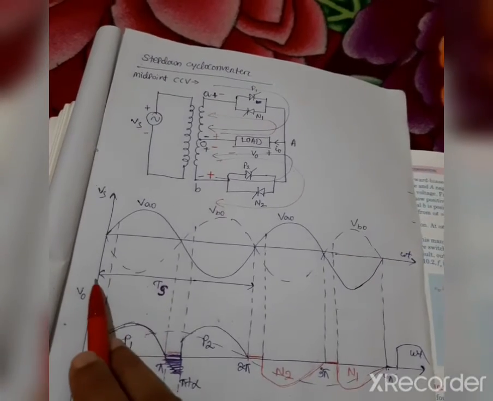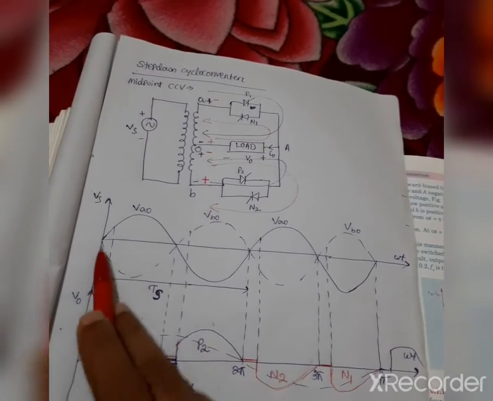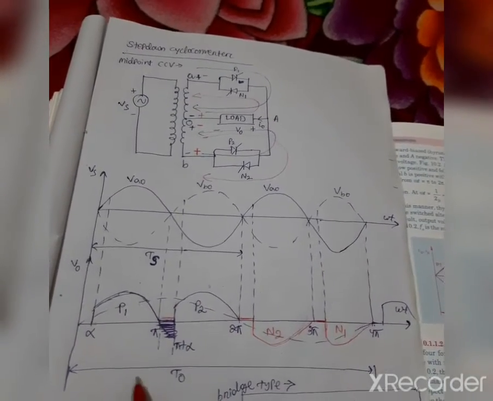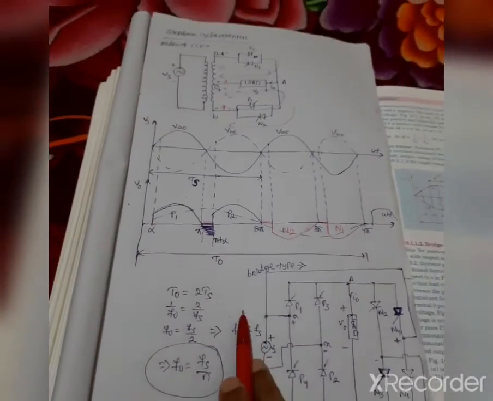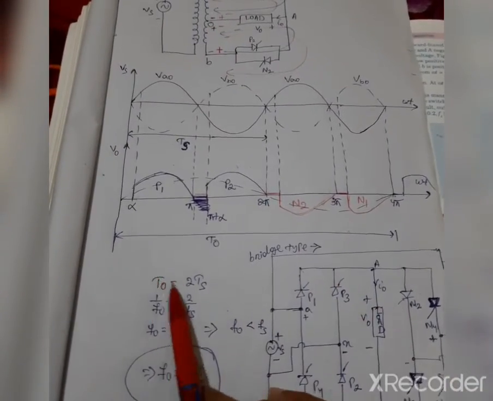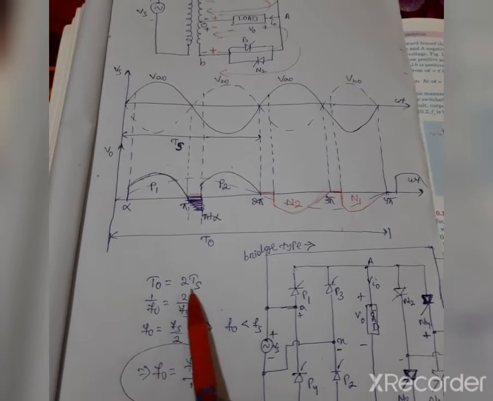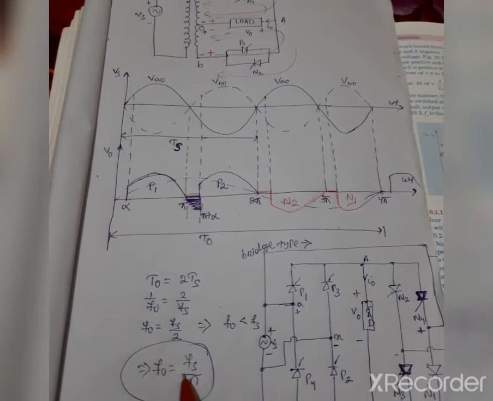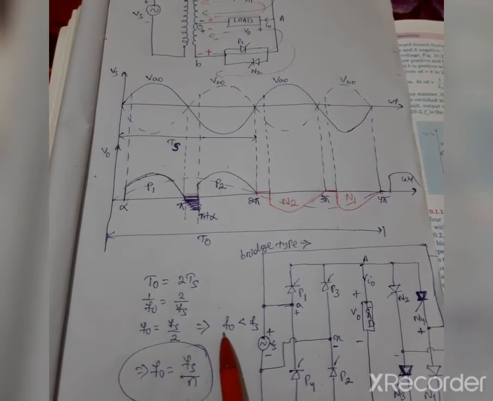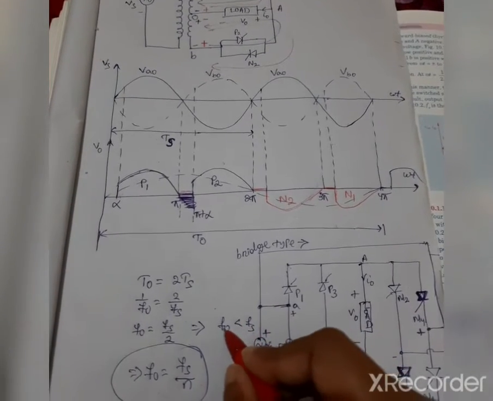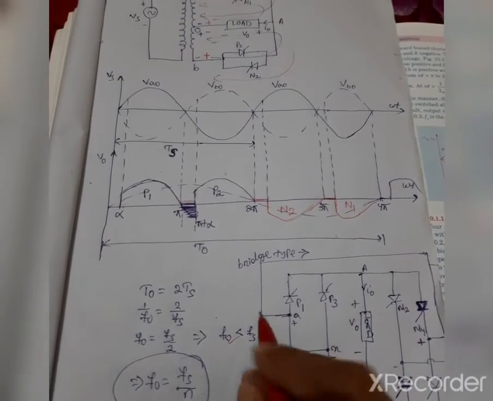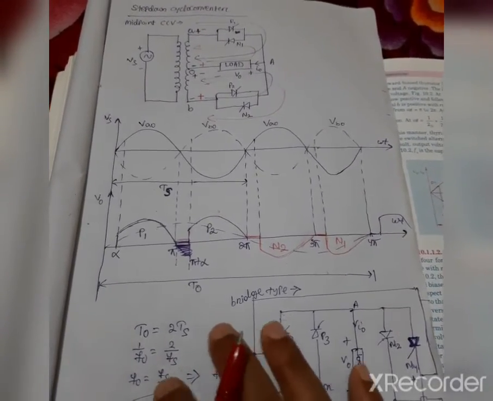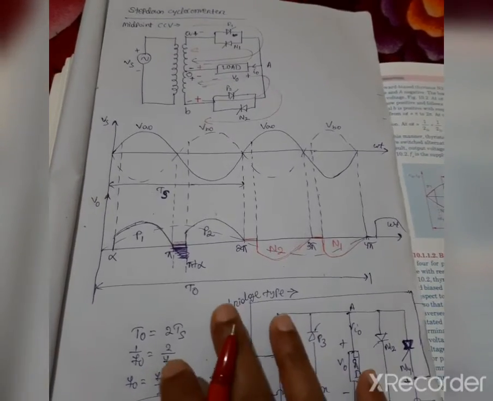See, this is the supply time period, one time period, and this is the output time period T0. From this waveform, T0 is equal to 2Ts. So F0 is equal to Fs by 2, that means F0 is equal to Fs by N. That means F0 is less than Fs. So here the output frequency is less than the supply frequency, which concludes the step down cycloconverter.